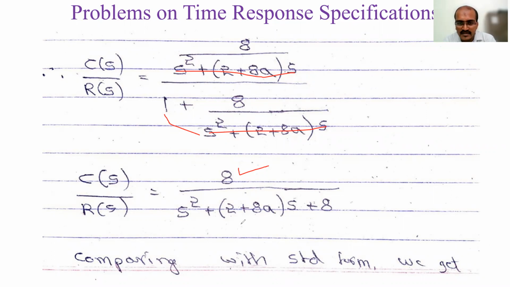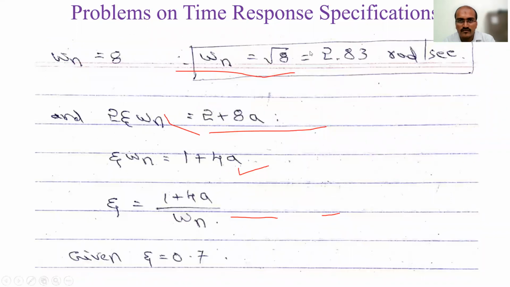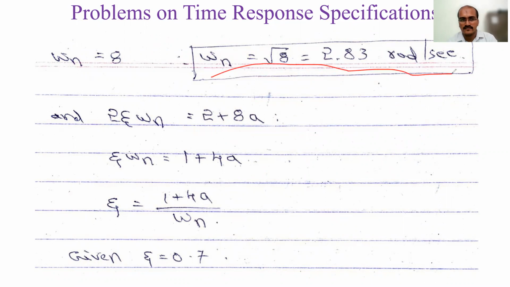So now a is considered, that's why this new value, 2 plus 8a, is your 2 zeta omega n factor. Whereas omega n will not change, which is the same. That is the observation you can make. So compare with the standard form now, the omega n value will not change, which is square root of 8. So omega n is square root of 8, 2.83 radian per second in both the cases. Whereas now 2 zeta omega n value is equal to 2 plus 8a.